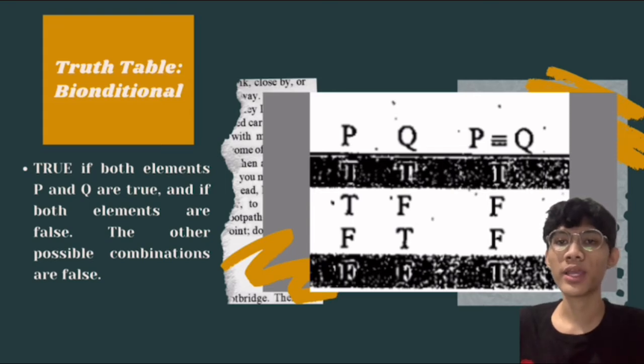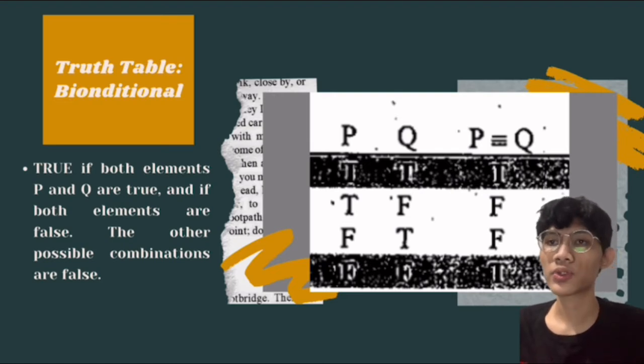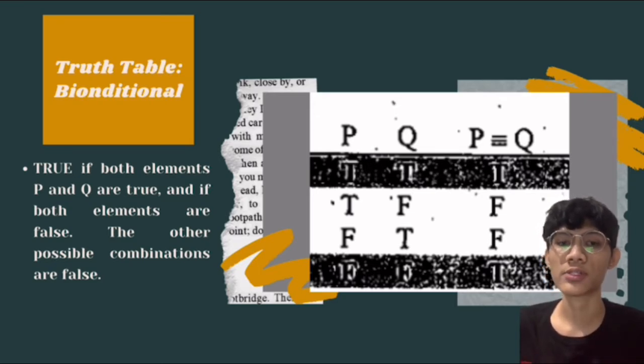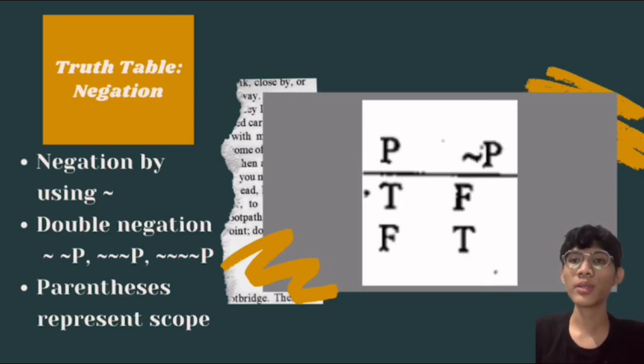Next is the truth table for the biconditional. A biconditional is true only under two conditions: when both elements P and Q are true, or when both P and Q are false. In all other combinations, the biconditional is false. A biconditional is asserting a necessary condition, that P is true if Q is true, and a sufficient condition, that P is true only if Q is true. Thus, Q is both the necessary and sufficient condition for the truth of P, such that if Q is true, you know that P is also true, or if Q is false, then you know that P cannot be true or is false. The last is the truth table for negation.